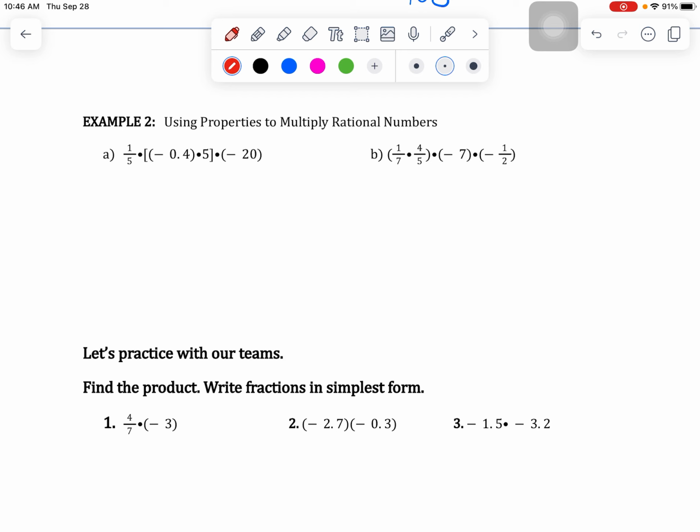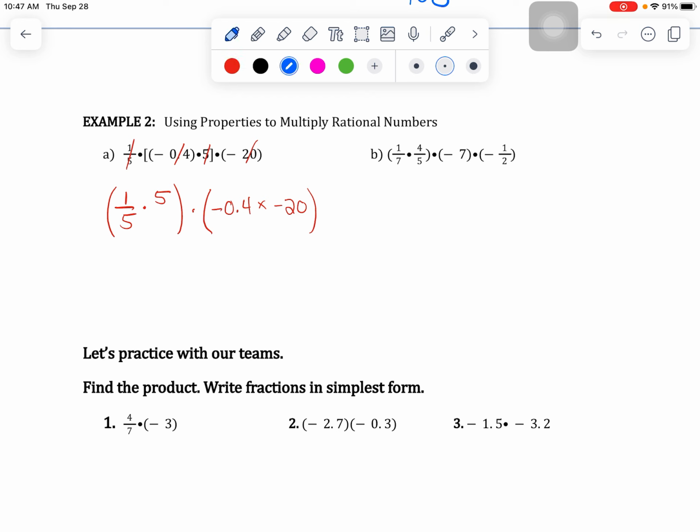So I'm going to multiply 1/5 and 5 together. Okay, and then I am going to multiply my other two numbers, which are negative 0.4 and negative 20. All right, so I just rearranged the problems. I crossed them off just so I made sure I used all of my numbers when I rewrote it. All right, so let's look at that first group.